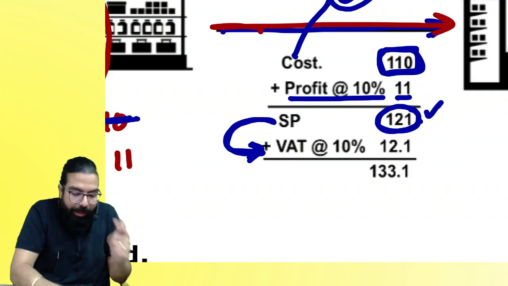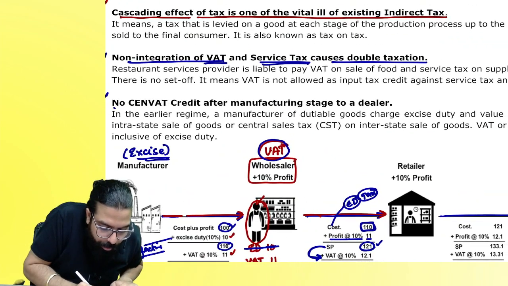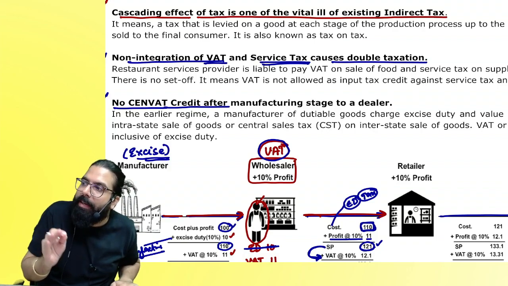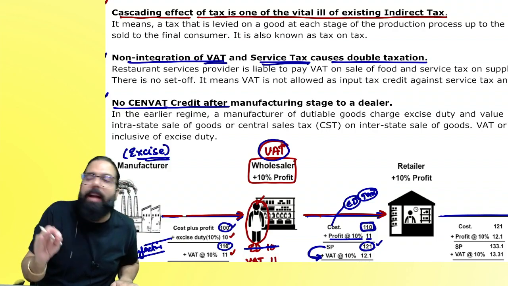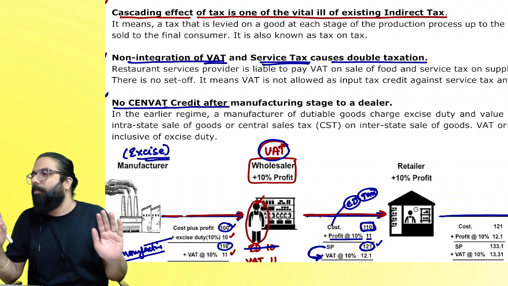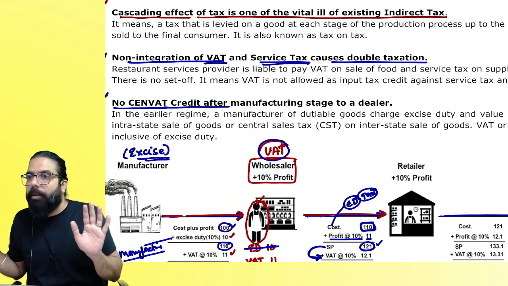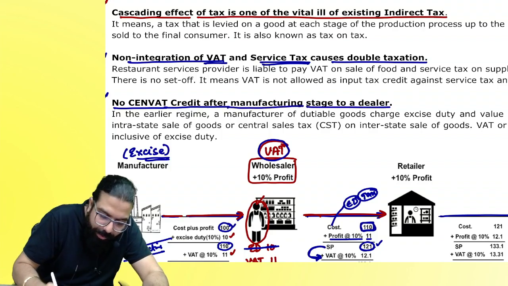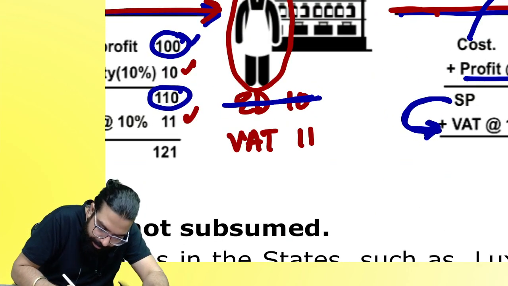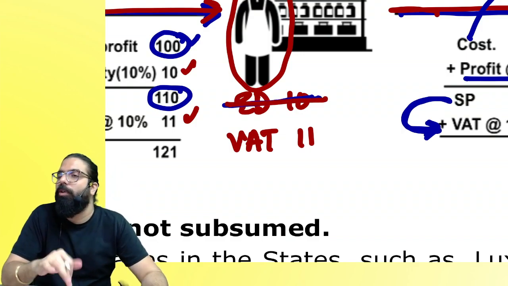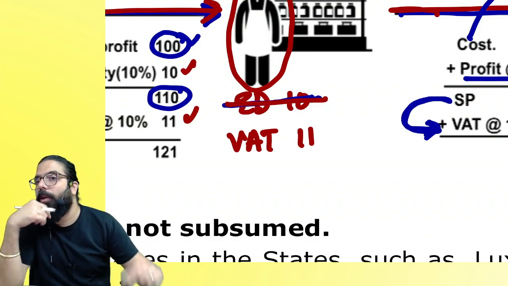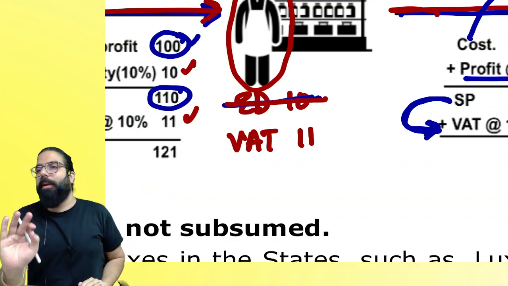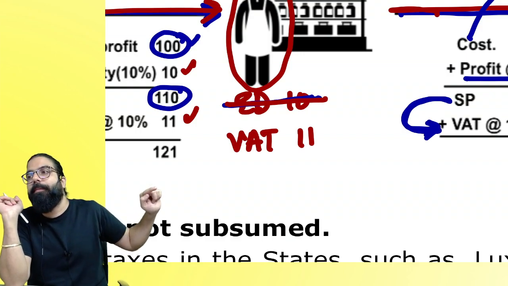Yes or no, everyone? That is what they are telling over here. No CENVAT credit. CENVAT means Central Value Added Tax. What is Central Value Added? Excise duty. Are we clear, everyone? After manufacturing stage to a dealer means you will not get the credit. They are telling you will not get the credit. And because you don't get the credit, what will happen? You will add it to cost. Whenever any tax ka credit is not given, it always becomes part of the cost.